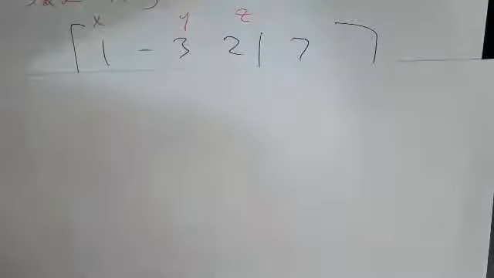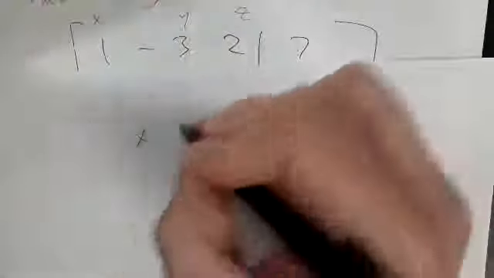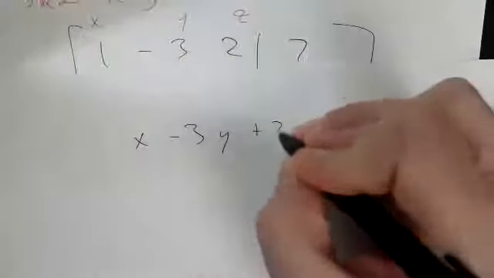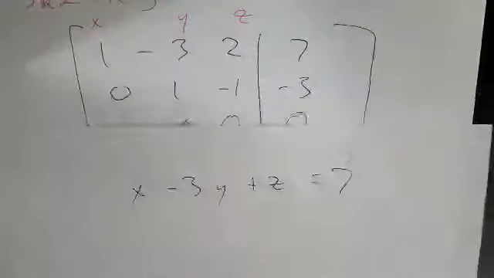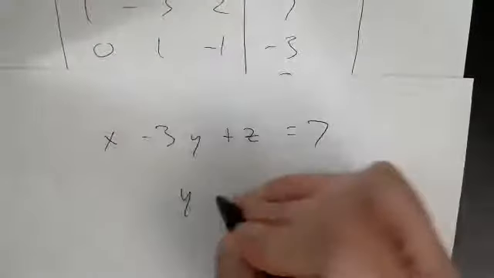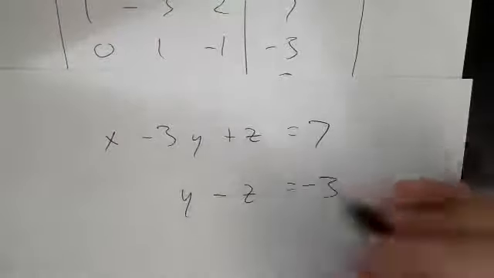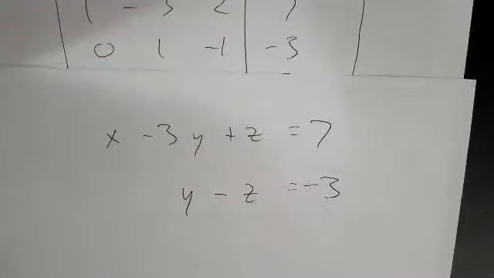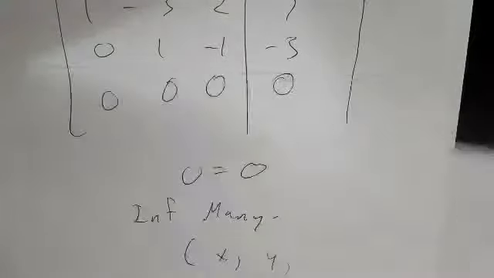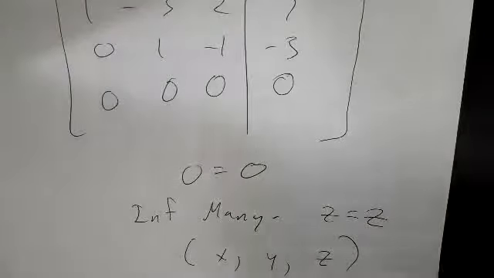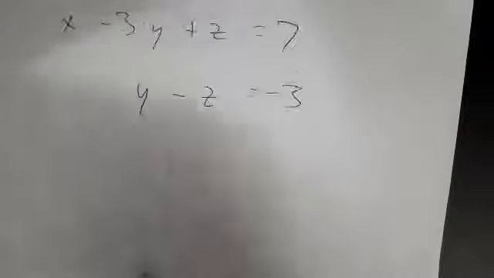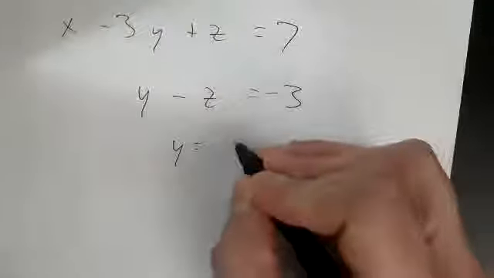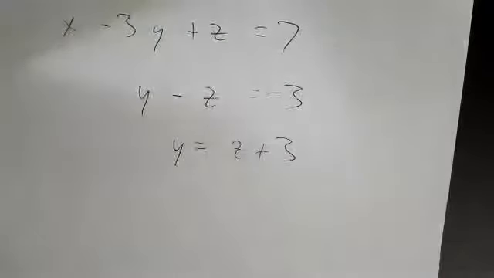One X minus three Y plus two Z equals 7. Absolutely. And this next one is giving me what? Y minus Z equals minus 3. All right, so we got to do a little bit of solving to solve for X, Y, and Z. So we want to solve for Y in terms of Z. So I think we're going to have to add the Z over. It's going to give me what? Z plus 3.